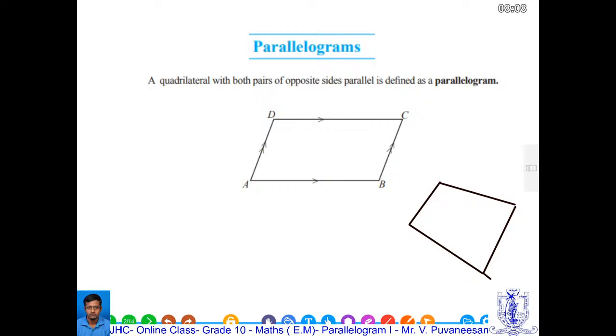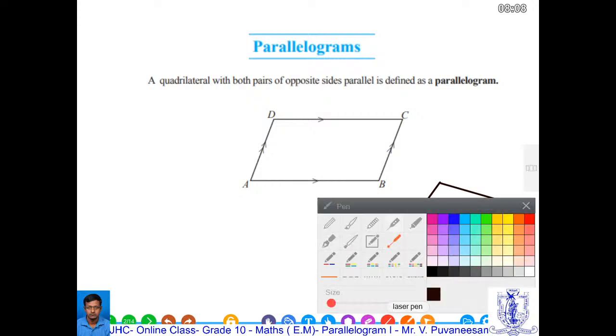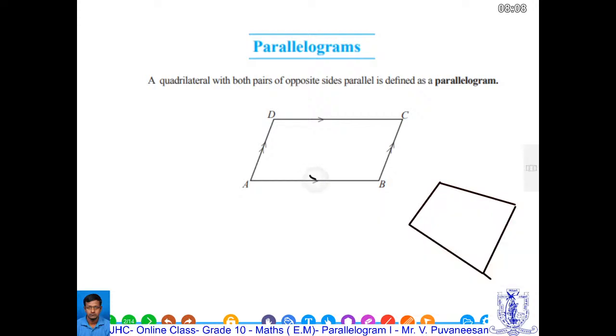So in a quadrilateral, if both pairs of opposite sides are parallel, then we can say that the quadrilateral is a parallelogram. In a parallelogram, opposite sides are parallel. We denote parallel lines by an arrow mark. Here lines AB and CD are marked by one arrow mark, so this denotes that AB and CD are parallel. The other parallel lines, AD and BC, are marked by two arrow marks. So AD and BC are parallel.